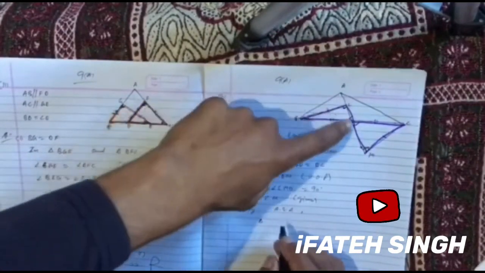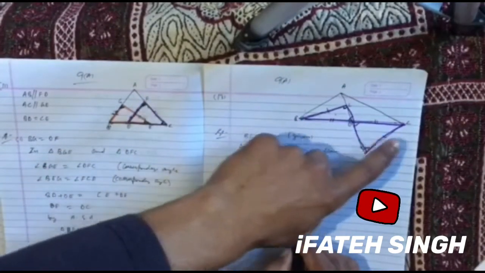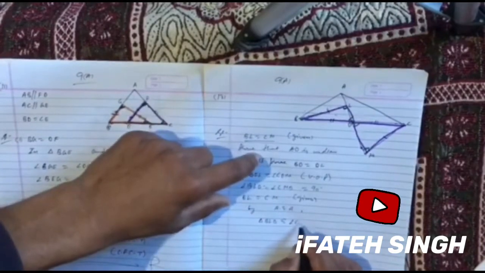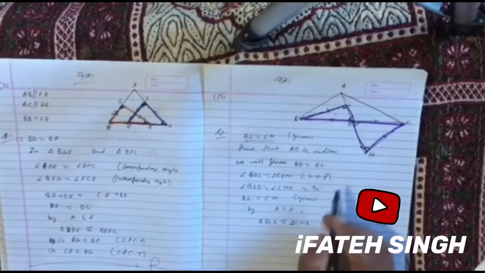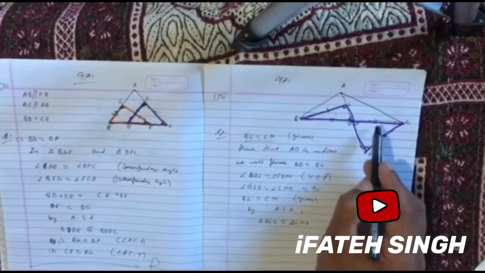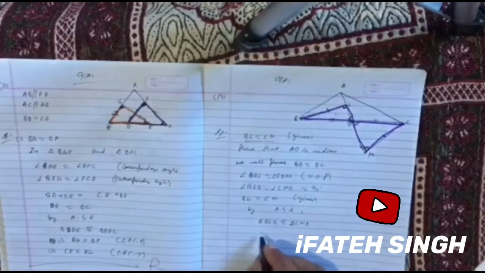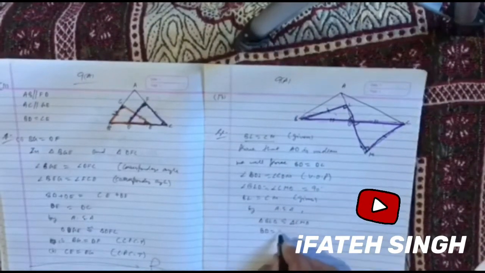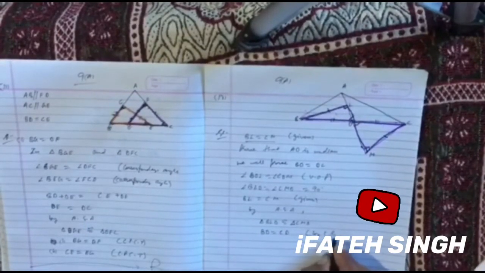Triangle BLD congruent to triangle CMD. These two triangles are congruent. It means their corresponding sides are equal. This side is equal to this side, and this side is equal to this side. Therefore, BD is equal to CD by CPCT.